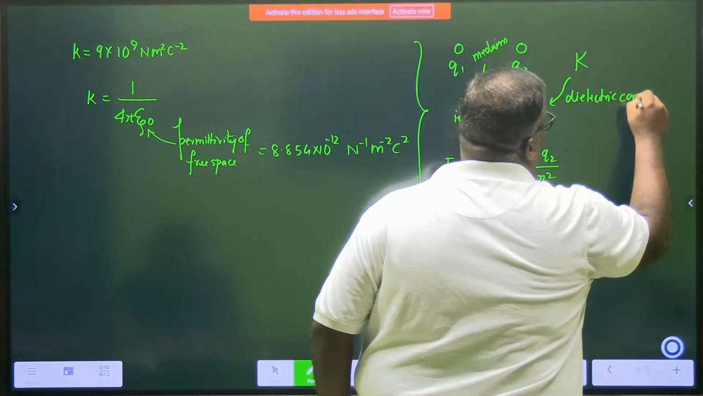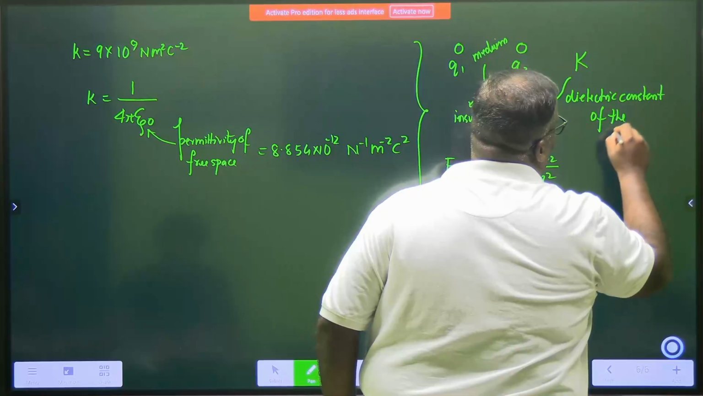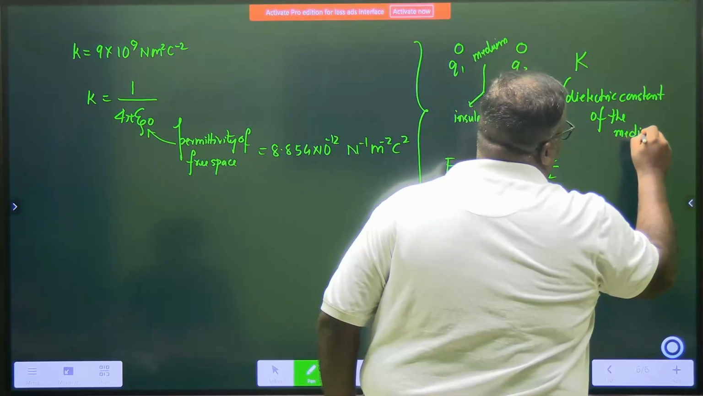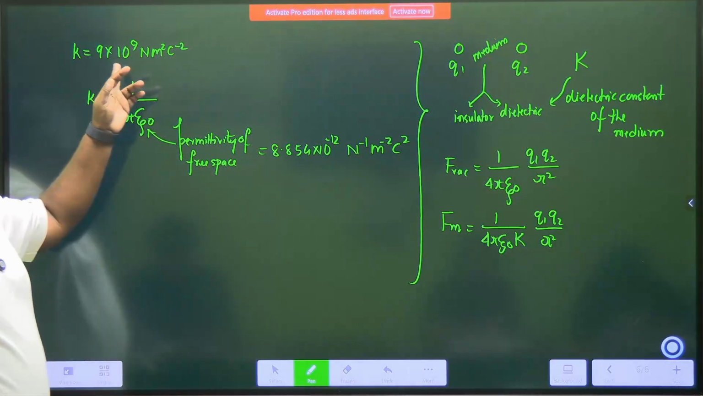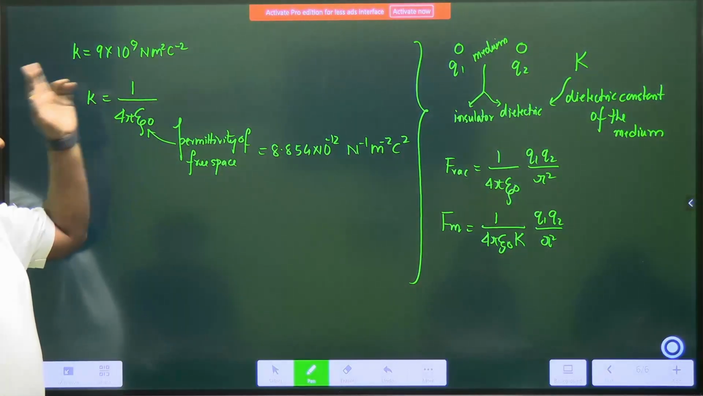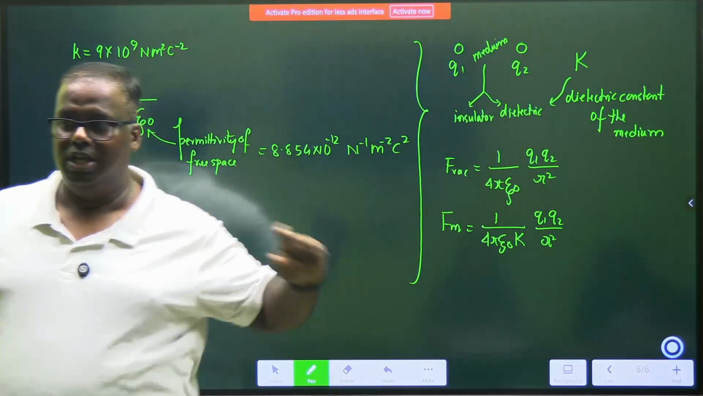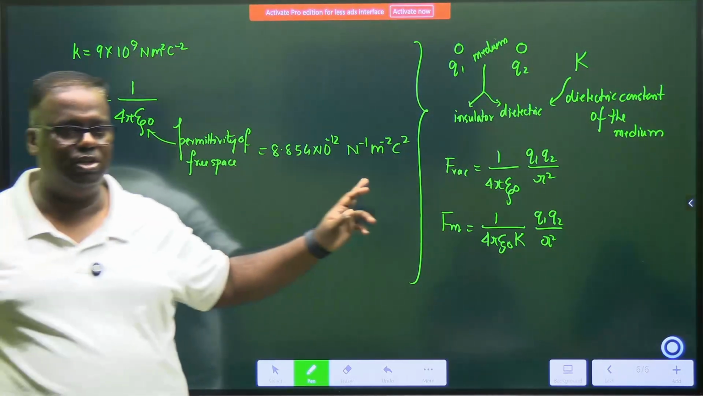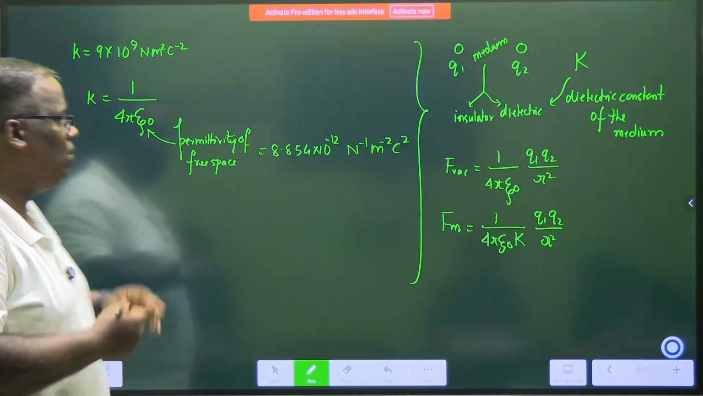Don't mix it up with that small k, okay? Dielectric constant of the medium. Now children, you see a problem of electrostatics, you happily start putting 9 into 10 to the power 9. You are given this authority only if the charges are in vacuum or free space. If the charges are not in vacuum or free space, you cannot use this equation, this k value, right? So let's get the value.